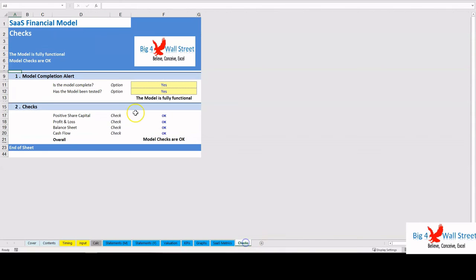Finally the Checks tab, where the most critical checks are aggregated in this page. Whenever you see an error message in any page, you should consult this page to see where the error is coming from. And that's it.